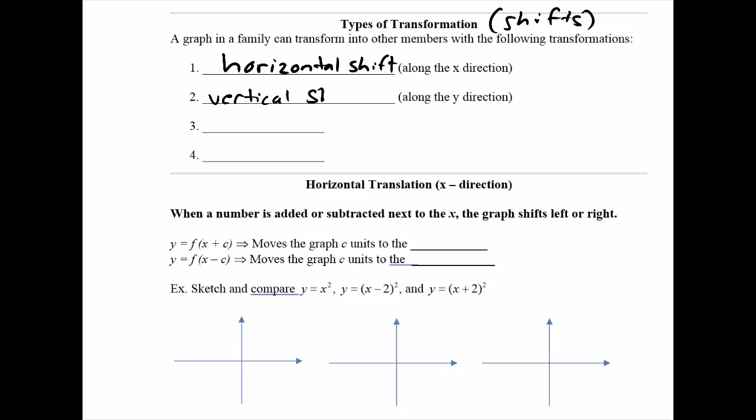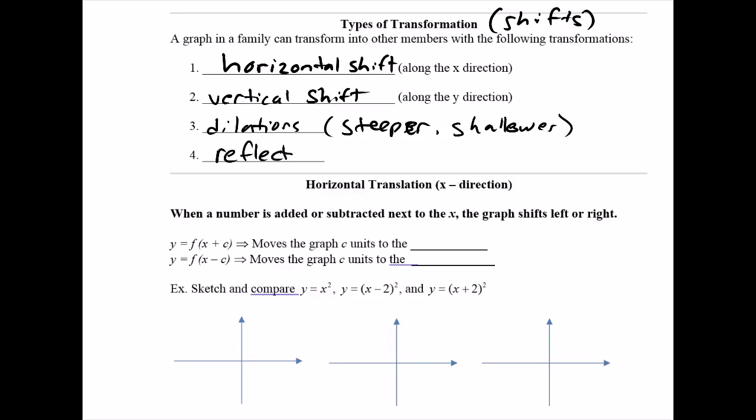Two other types of shifts we're going to be talking about are called dilations, and these are going to be making our graphs look steeper, and also making them look shallower. So steeper and shallower, and then the fourth one is going to be reflections. So we're going to be reflecting things.